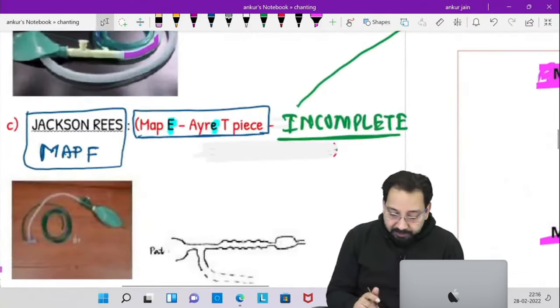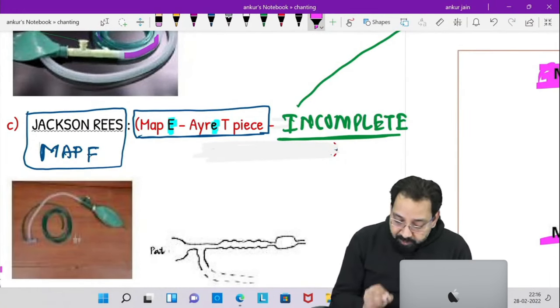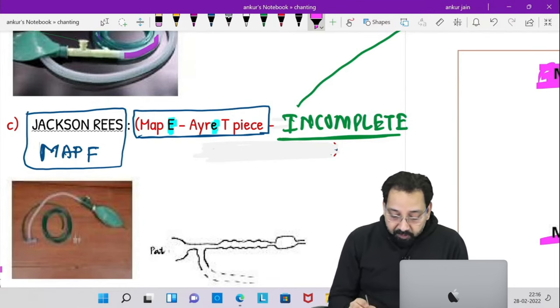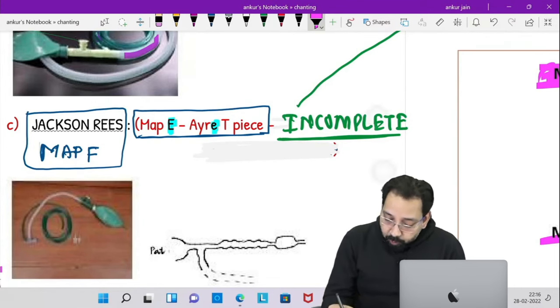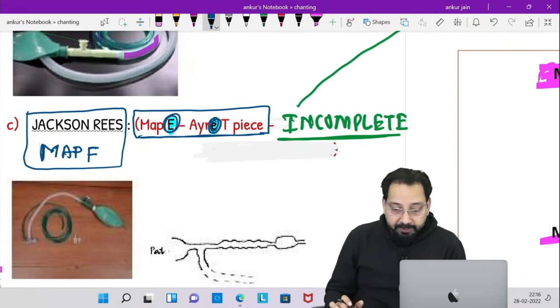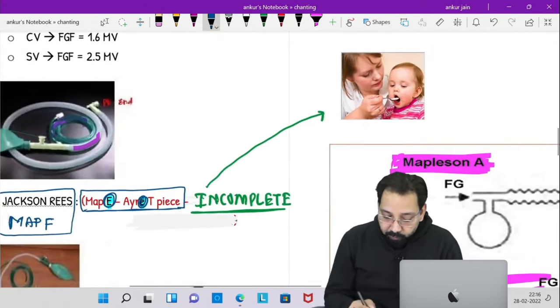What about Jackson Rees? This is Mapleson F, Ayre's T piece, Mapleson E. So you can easily remember Ayre's E as Mapleson E.